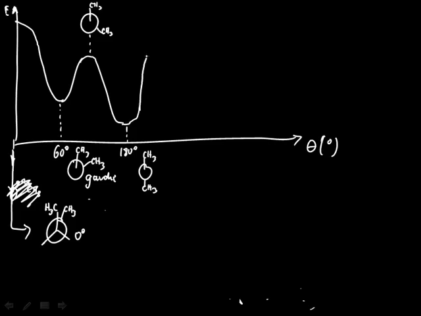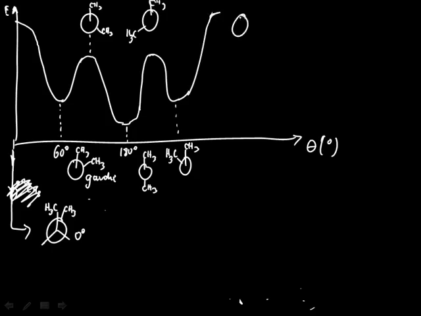Coming back up, things are symmetric, so we'll have another of the eclipsed ones, another of the gauche ones, and finally another of the totally eclipsed ones. And the corresponding angle will be 60, 120, 180, 240, 300, and 360.